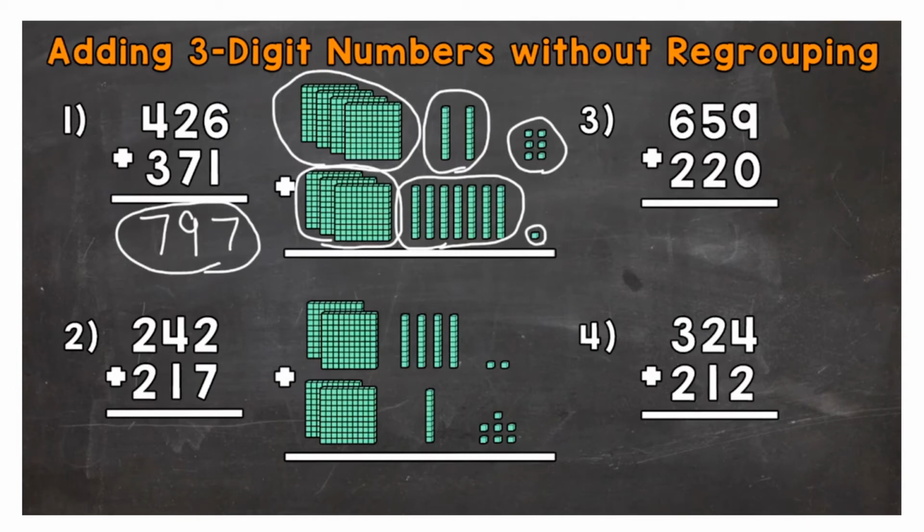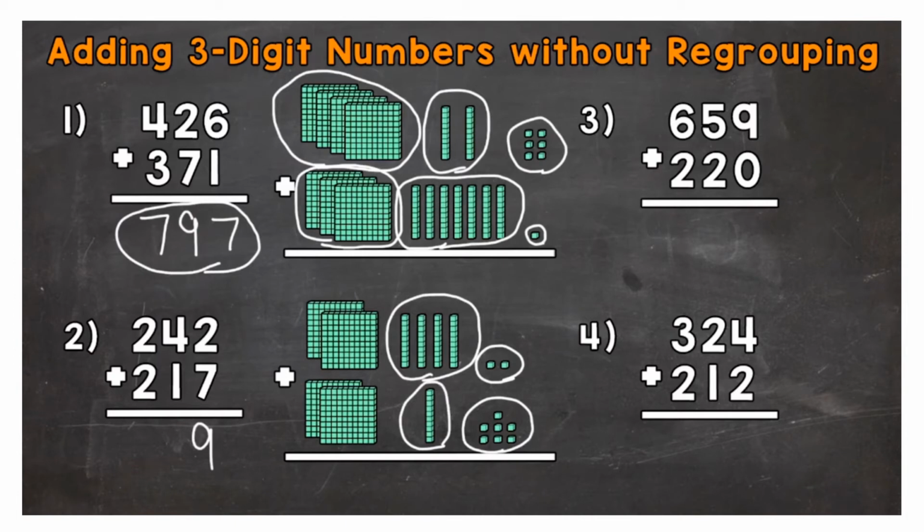Remember, always start with the ones. So 2 ones plus 7 ones gives us a total of 9 ones. So we have a 9 in the ones place. Then we have 4 plus 1, or 40 plus 10. 4 groups of 10 has a value of 40, plus 1 group of 10, which has a value of 10. So that's going to give us a 5 in the tens place. 4 plus 1 is 5, or 40 plus 10 is 50. That 5 is in the tens place, so it has a value of 50.